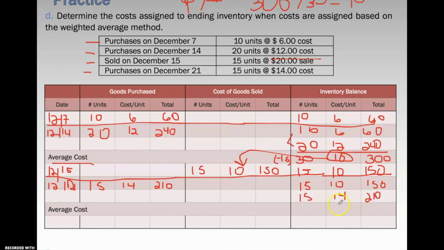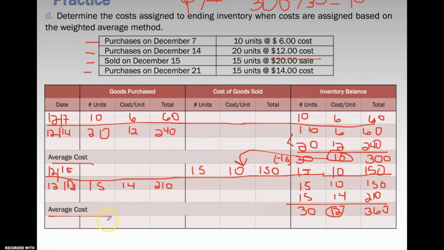Okay, so this is the part where it's different because now we have to do the average of this. So remember, we have to find the total dollar amount, which would be 150 plus 210, so that's 360. And we divide by the number of units, so 15 and 15 is 30. So we want to do 360 divided by 30, which is $12. So that's my price per unit right there.